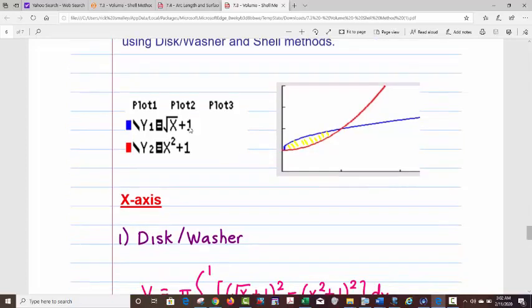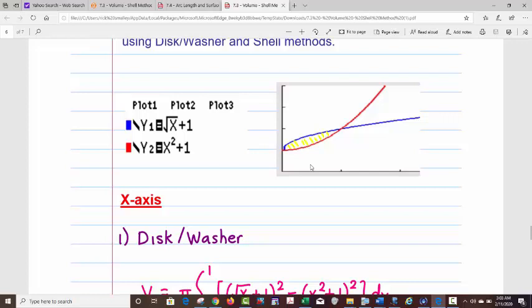So here are our two functions. The blue one is the square root of x plus 1. And the red one, the parabola, is x squared plus 1. And there's the region shaded in yellow. So we're going to revolve this around the x-axis. And revolving this around the x-axis is going to be the washer method, because there's definitely going to be a gap in there when it comes around here.